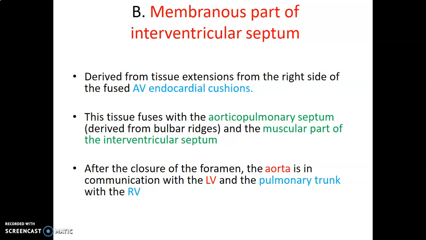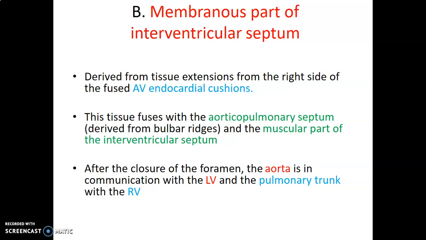But part of these tissue extensions can extend upwards and form the aorticopulmonary septum. This is the septum in the truncus arteriosus that tends to divide it into aorta and the pulmonary trunk. So tissue extensions from the right side of the endocardial cushions fuse with the aorticopulmonary septum and also the muscular part of the interventricular septum.